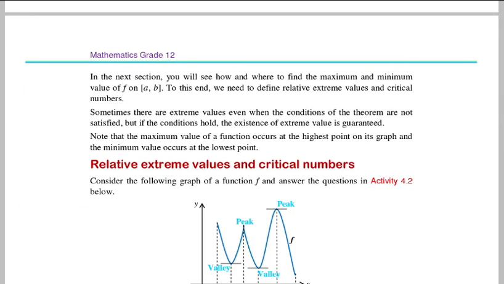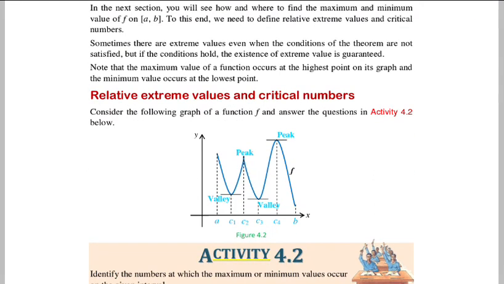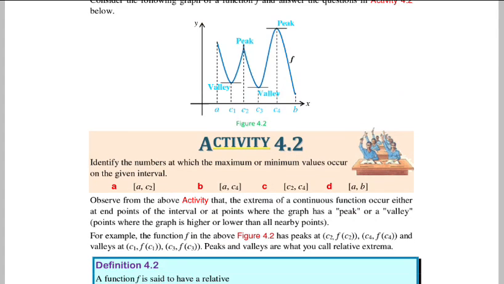Why relative extreme value and critical number? We will see definitely, as your textbook says. We will see what relative extreme value is with examples in the next class.